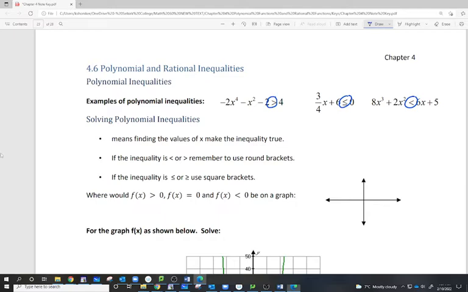Now, to solve a polynomial inequality means to find all the values of x that make the inequality true. So this isn't going to be like finding zeros where x equals 4 and 5 and 2. It's going to be a whole range of values that make the inequality true. One thing to remember before we go too deep is that for less than or greater than, you're going to be using round brackets because it's not inclusive, and for less than or equal to and greater than or equal to, you're going to be using square brackets or closed brackets.